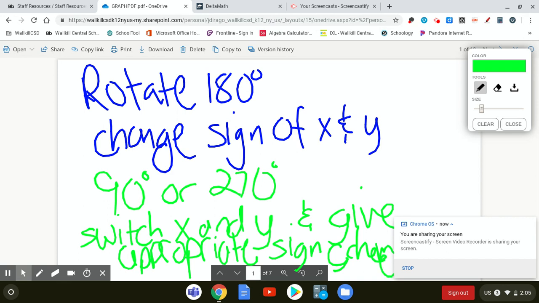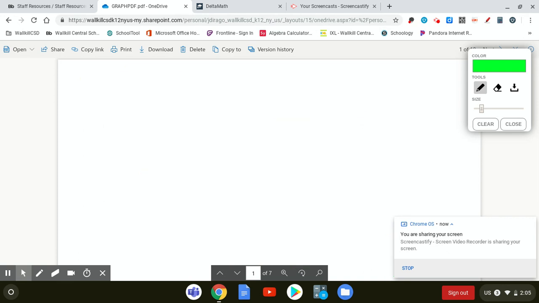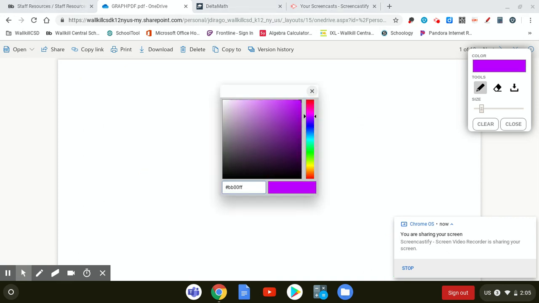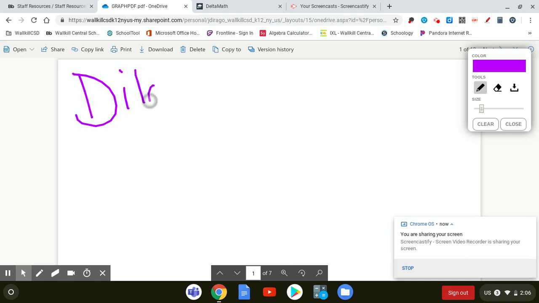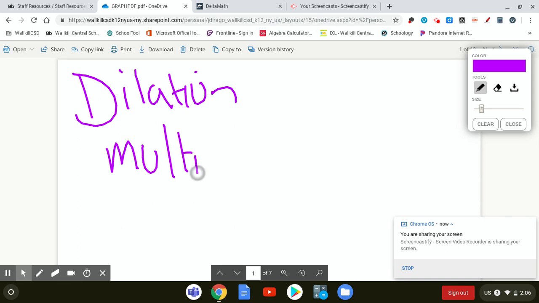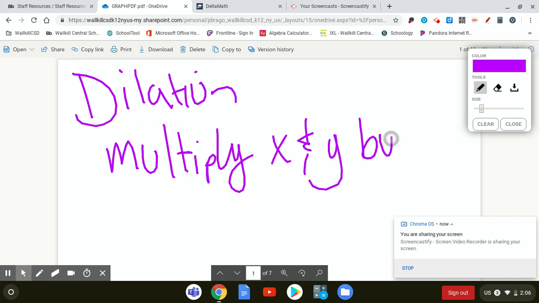All right. The last one we talked about was dilation. So for dilation, you multiply x and y by your scale factor. A fraction, a number between 0 and 1, is going to make it smaller. Anything greater than 1 is going to make the object bigger.